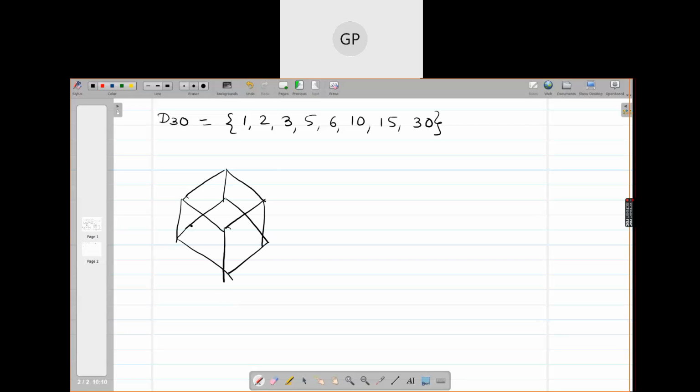Okay. So this is 1, 2, 3, 5. Then this is 6, 10, 15 and 30. So these are your vertices. These are your elements of D30. Right. Now what is one complement?